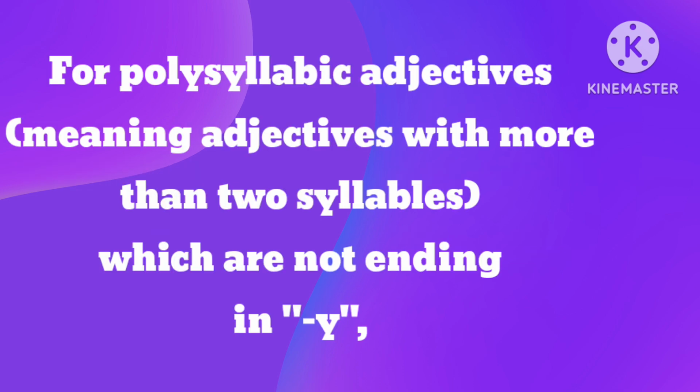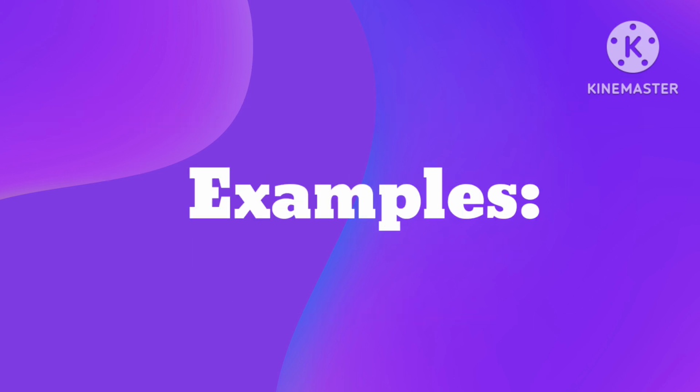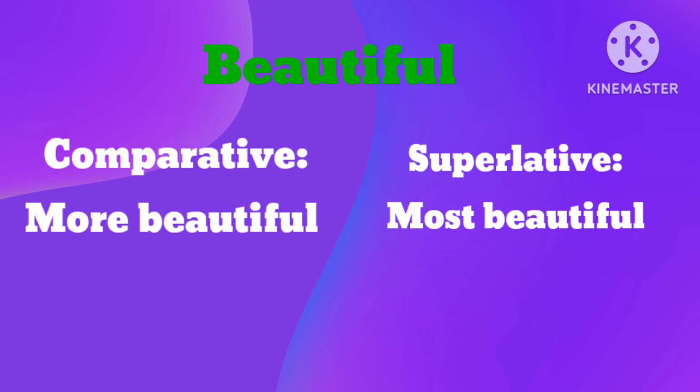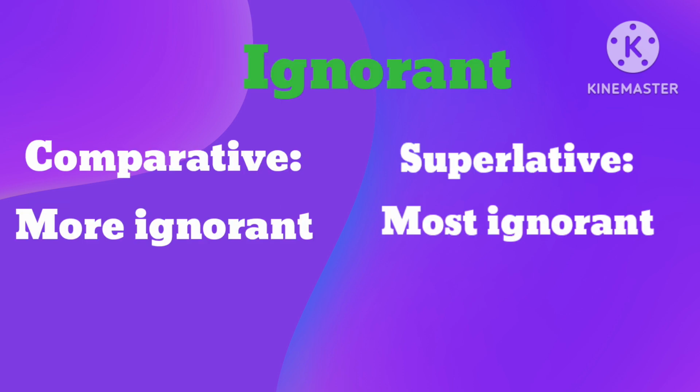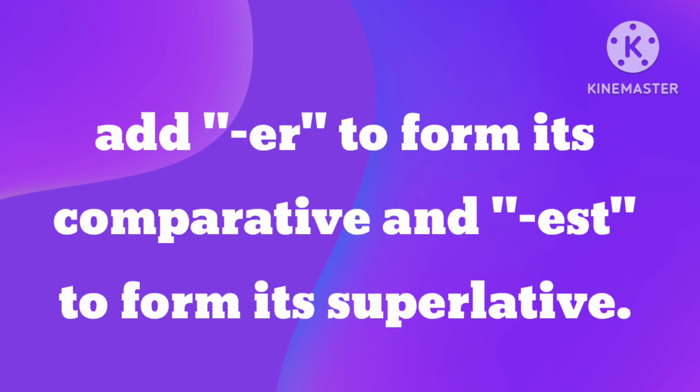For polysyllabic adjectives, meaning adjectives with more than 2 syllables which are not ending in y, put more before the adjectives to form their comparatives and most to form its superlatives. Examples: beautiful. Comparative, more beautiful. Superlative, most beautiful. Ignorant. Comparative, more ignorant. Superlative, most ignorant.